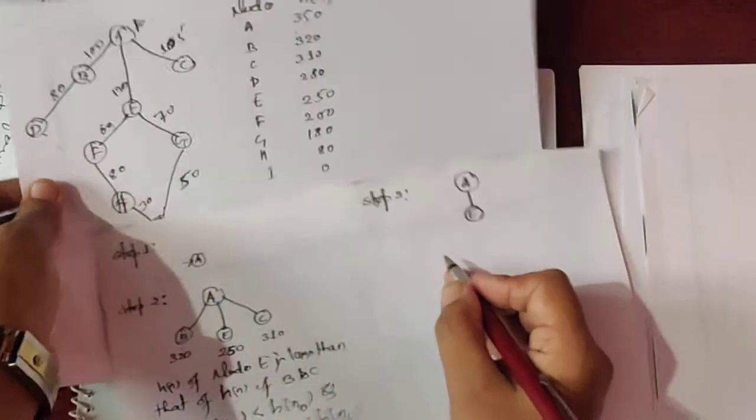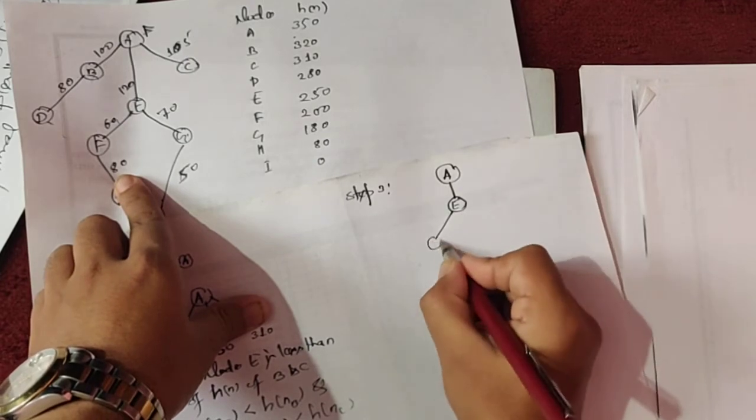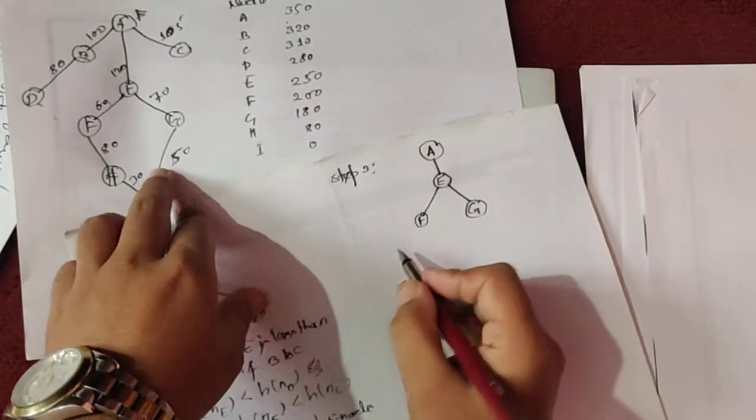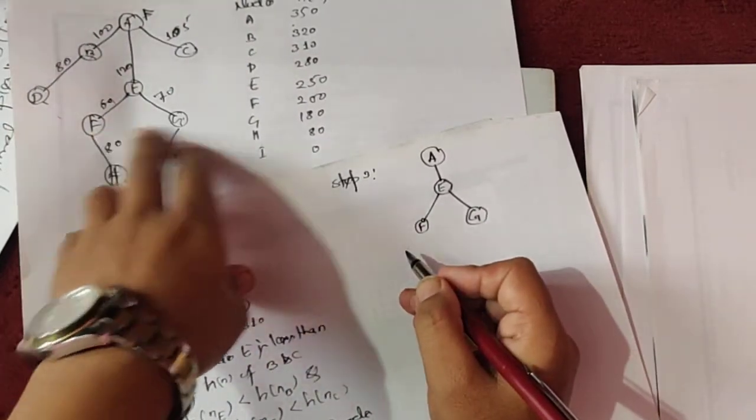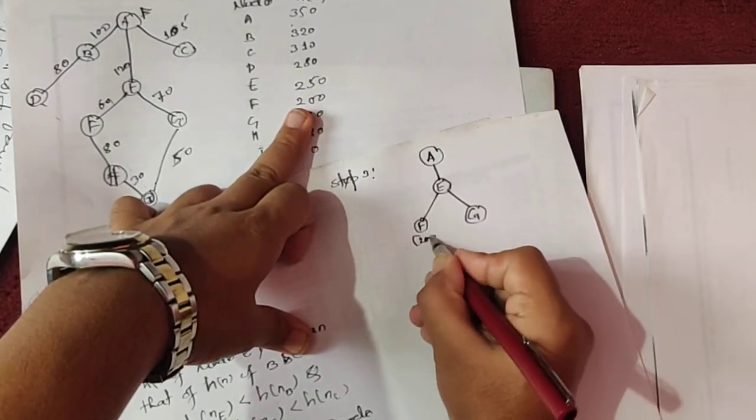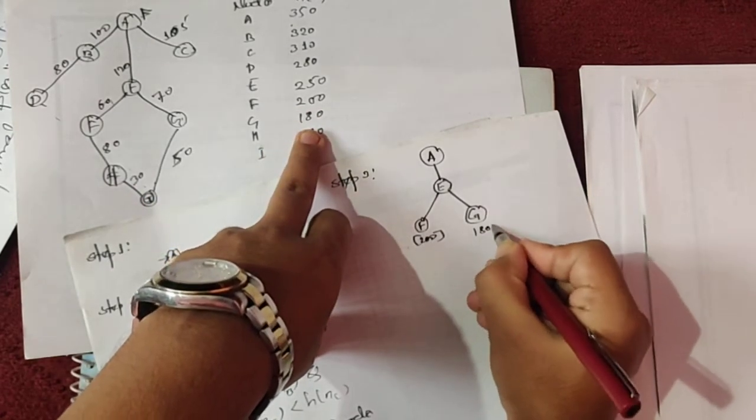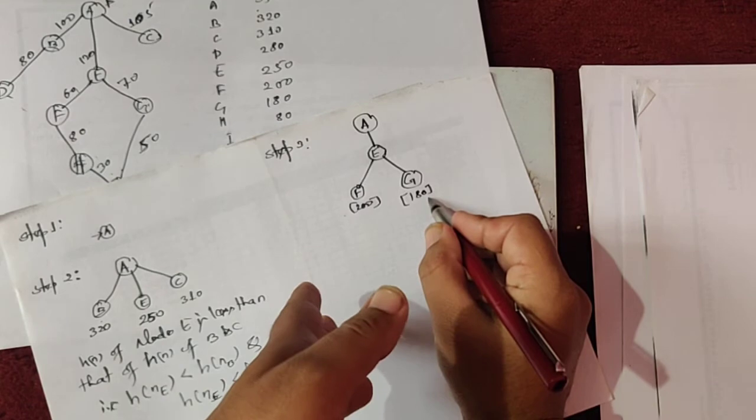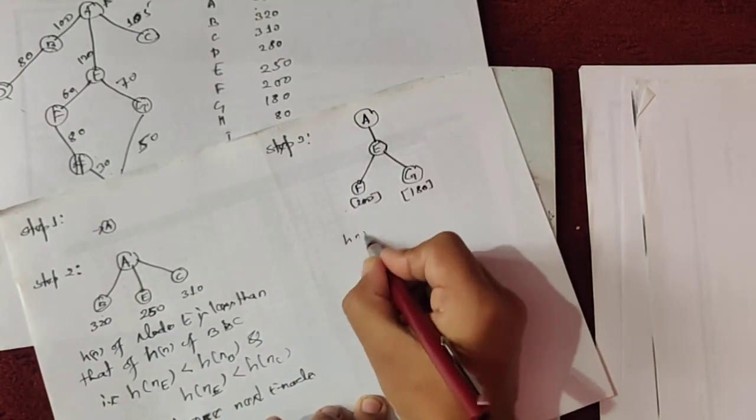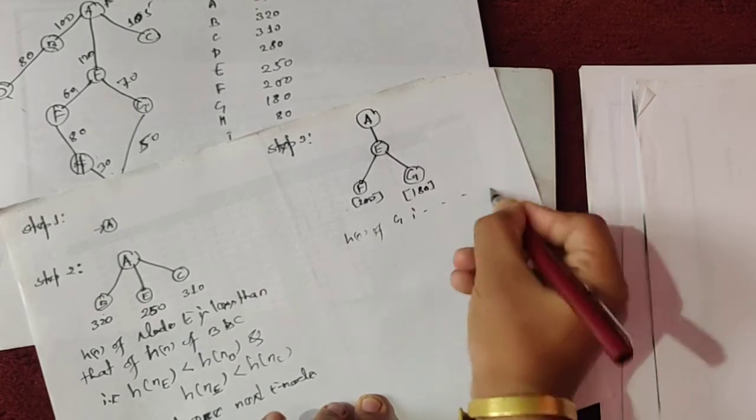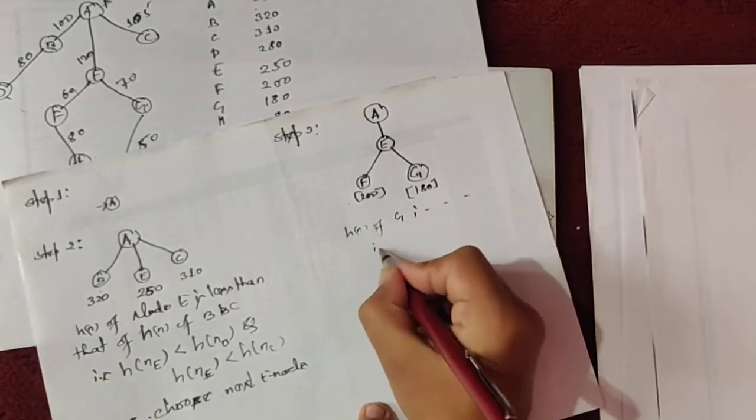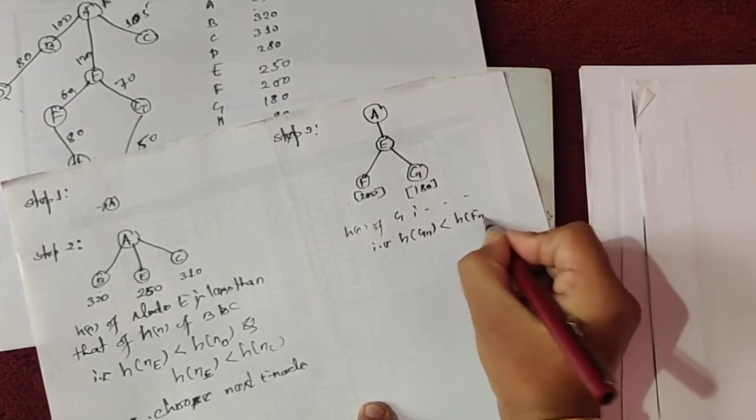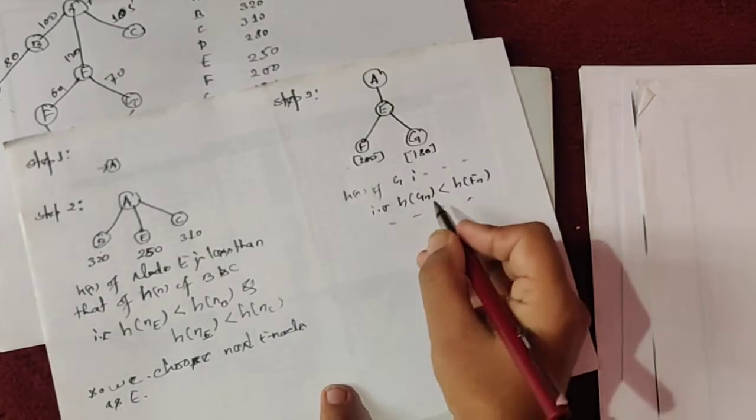So when we explore E, we get F and G. The HN of F is 200 and that of G is 180. The smallest value is 180. So HN of G is less than HN of F, that is HGN is less than HFN. So we choose node G.